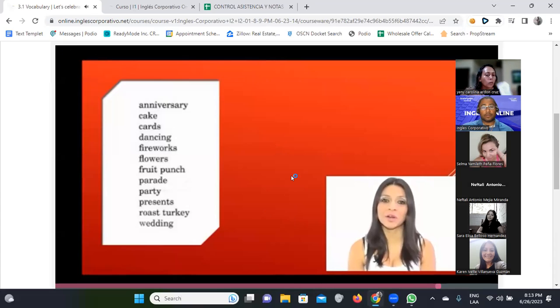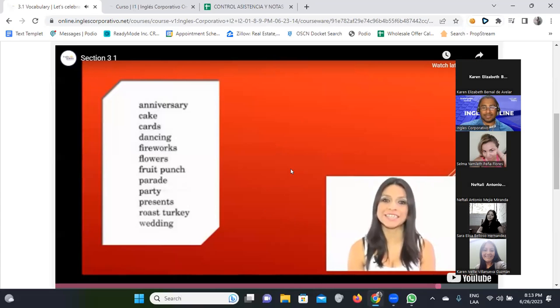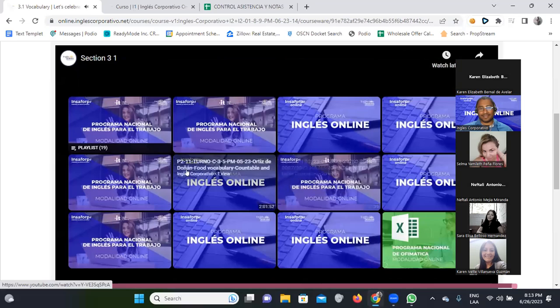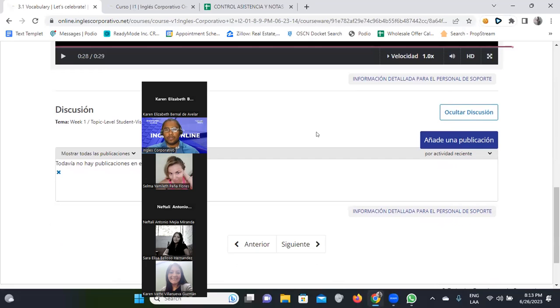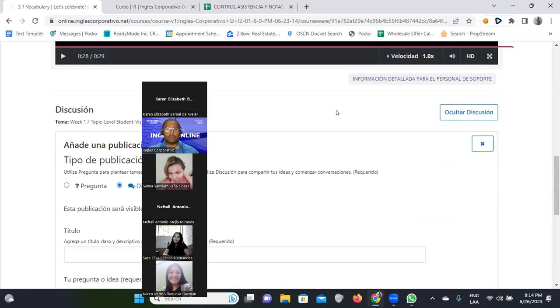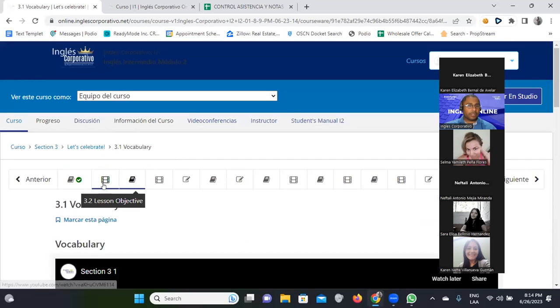Remember, you may listen to the audio program as many times as you need to. Okay, so that's the vocabulary. And right here at the bottom, you're going to go where it says, añade una publicación. And then you're going to go to the top where it says, vocabulary.